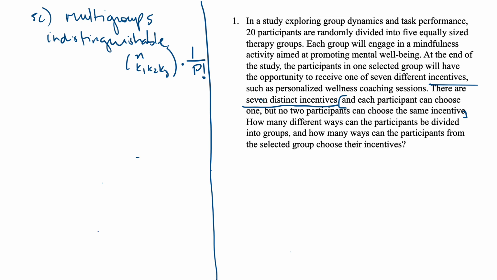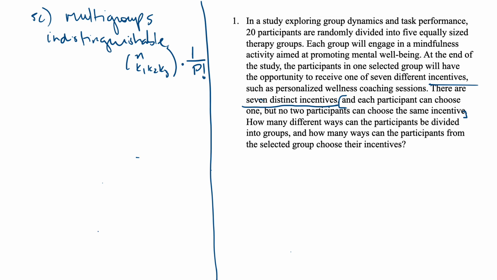Okay, so let's read the problem. It says like this. In a study exploring group dynamics and task performance, 20 participants are randomly divided into 5 equally sized therapy groups. Okay, so there's some task, and then you have 20 people there, and you're dividing it into 5 equally sized therapy groups. Okay?